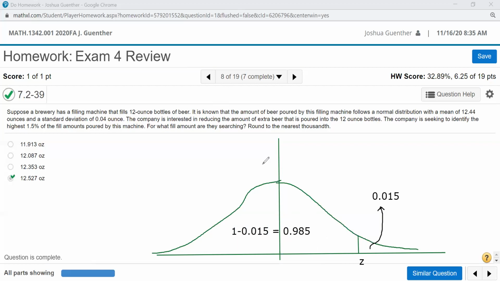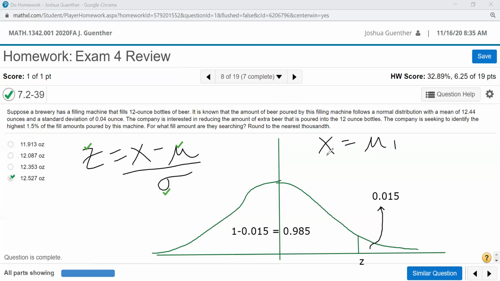Then whatever that z-score is, well, we have a formula, but now you know what this is, you know what this is, and you know what this is. You don't know what x is. So you need to plug everything else in and solve for x. The nice thing is there's a simple formula that's already solved for x for you. And again, you know this, this, and this, and you can just put it in the formula and solve.